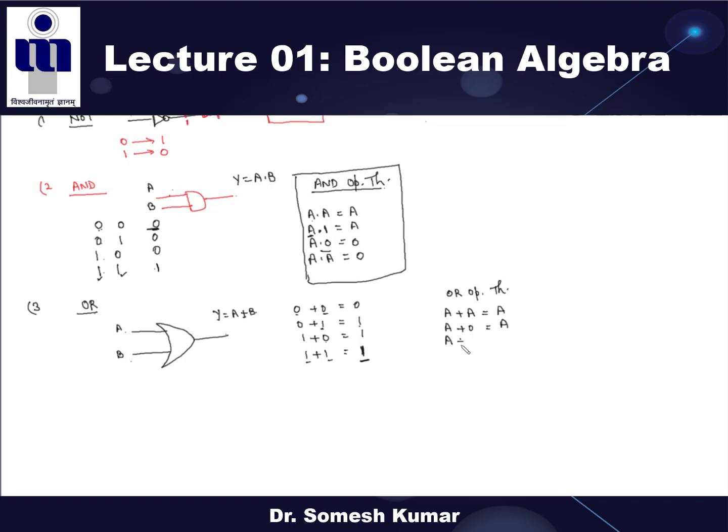Now A plus 1. Now tell me. A plus 1. A is 0, output is 1. If A is 1, in this case output is 1, so it is always 1. Right? Now the next case, A plus A bar. Now what is the output?